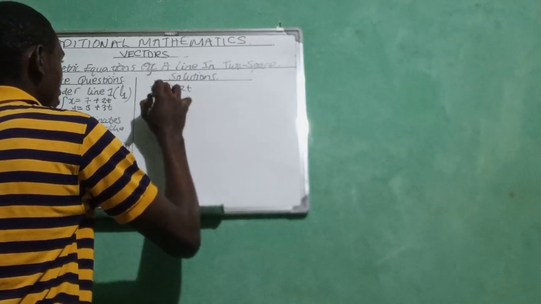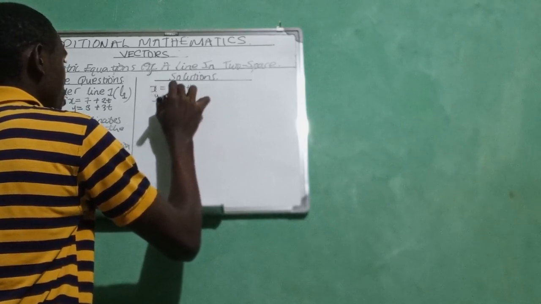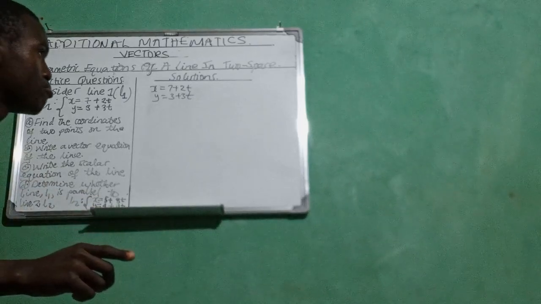x is equal to 7 plus 2t, and then y is equal to 3 plus 3t, like that. And then they want us to write the scalar equation of the line. The first method is I'm going to use t. So this is method 1, where you use t.